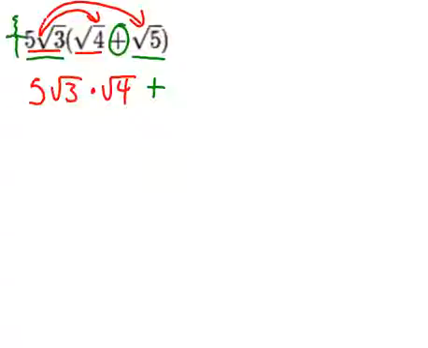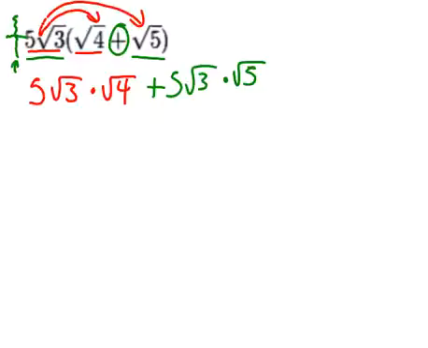So now that I think about it, that's the more important addition sign. And it's a ghost. You don't see it there, but you can assume that it's positive. So this is going to be 5 square root of 3 times the square root of 5. Okay, and now I'm ready to solve this.